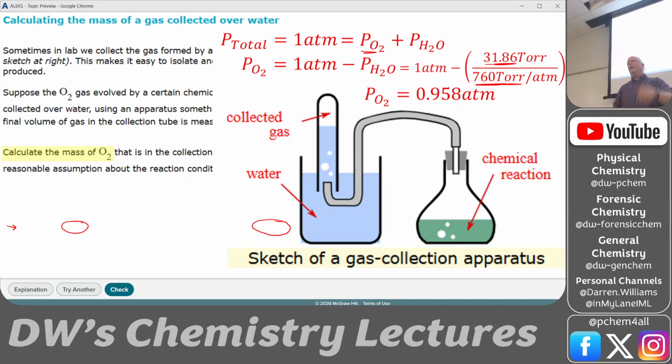Now we have the pressure of oxygen, the volume of oxygen, the temperature of the oxygen. We can get the number of moles of oxygen. Awesome. But it is a complicated experiment. You look at that on Alex and you're like, I don't know where to begin. Okay? But now you do. When you see the collected over water, you know you got to subtract out the water vapor pressure. And then it's a straightforward problem. Okay, good luck.